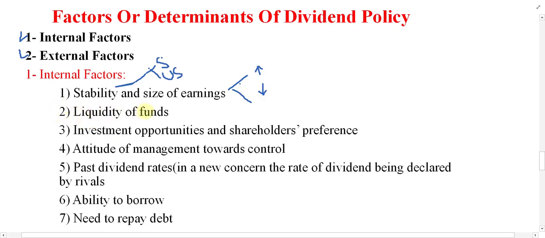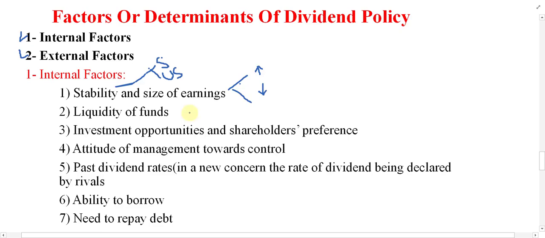The second factor which can affect the dividend policy is liquidity of fund. Liquidity of fund means we have to decide whether there is a sufficient cash or fund available in the business or not. Although the business may make an extra amount of profit, or may make a huge amount of profit, due to several reasons, there may not be sufficient cash available in the business.